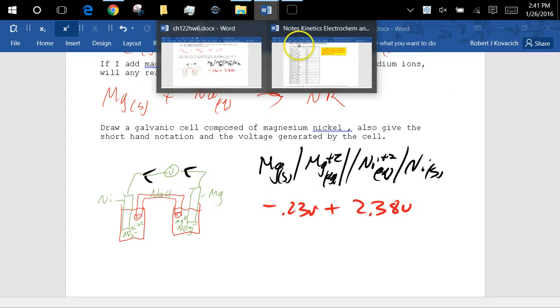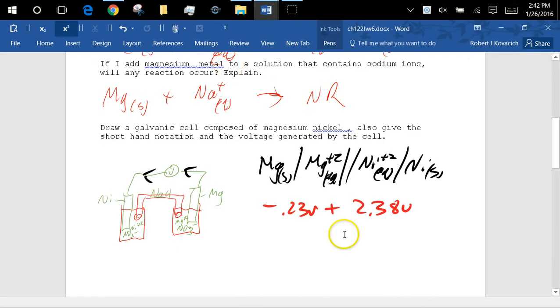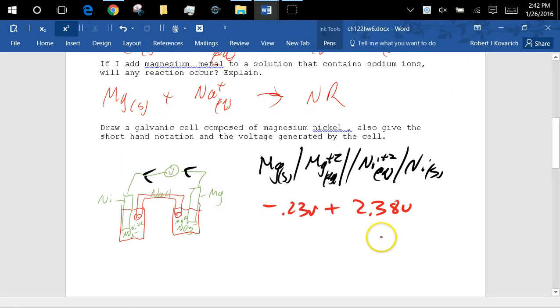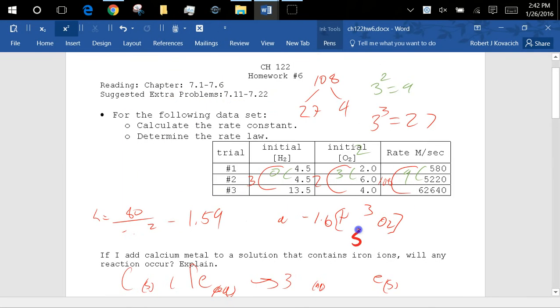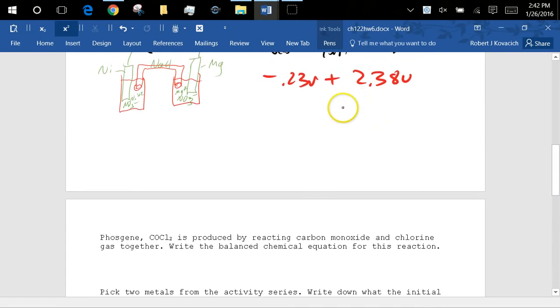Because if I look over at this table here, we're going to see the magnesium is here, and it's negative 2.38, but it's written backwards. So I swap the sign. And so then I end up with, what do we get here? 2.15 volts generated.